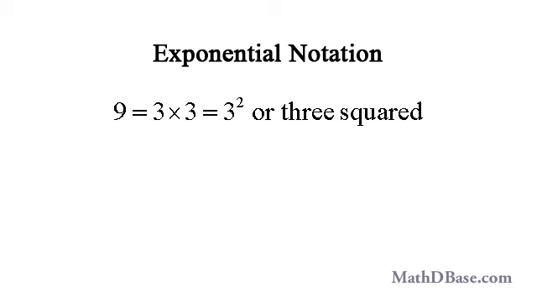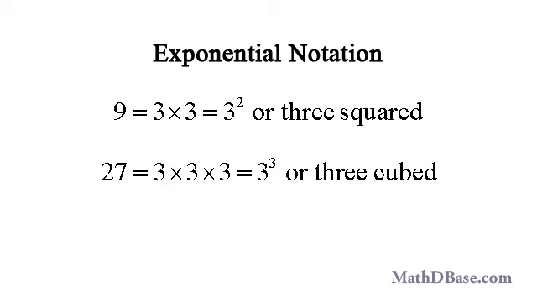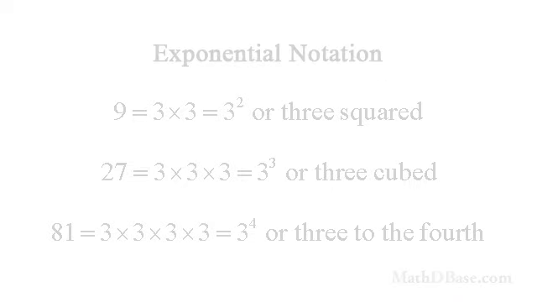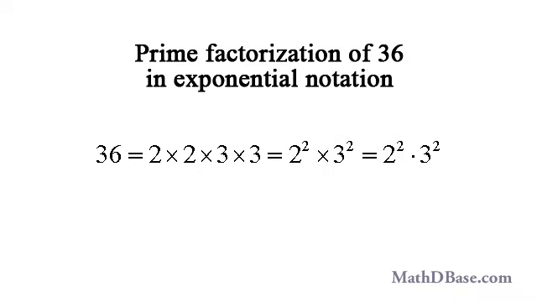For example, 9, which is 3 times 3, is the second power of 3 or 3 squared. 27, which is 3 times 3 times 3, is the third power of 3, or 3 cubed, and 81, which is 3 times 3 times 3 times 3, is the fourth power of 3, or 3 to the fourth power, or just 3 to the fourth. Earlier, we saw that the prime factorization of 36 is 2 times 2 times 3 times 3. In exponential notation, we can write 36 as 2 squared times 3 squared.